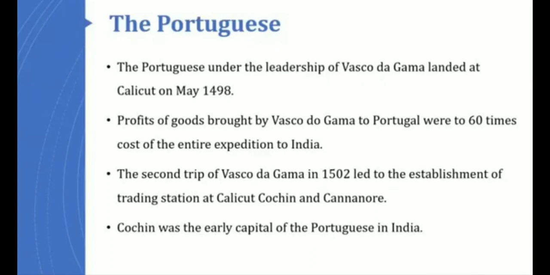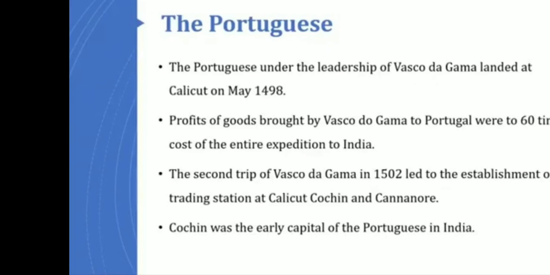The second trip of Vasco da Gama in 1502 led to the establishment of trading stations. So the second time he came to South India, he formed many trading centers. In 3 places, Calicut, Cochin and Kannanur, Vasco da Gama started his own trading centers, and he also kept Cochin as his capital. The Portuguese kept Cochin as their capital.